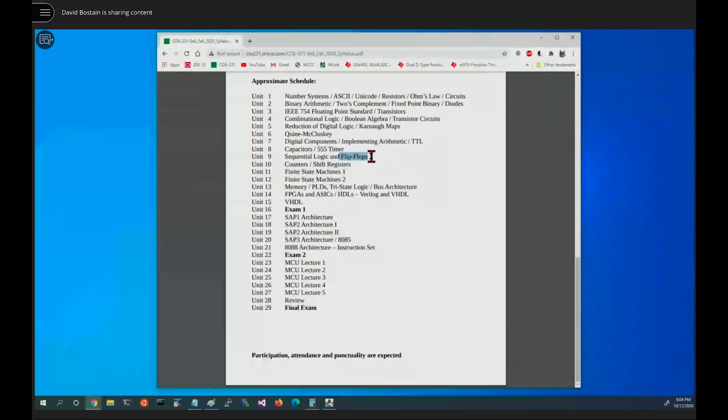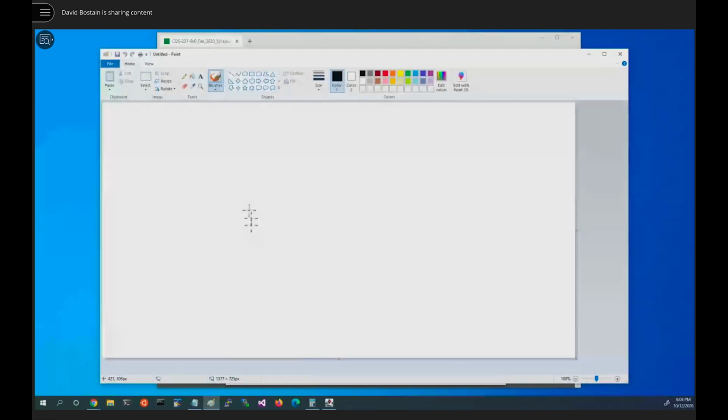Okay, so let's talk about the difference between level and edge clocking. I think I'll do it with one of these guys.